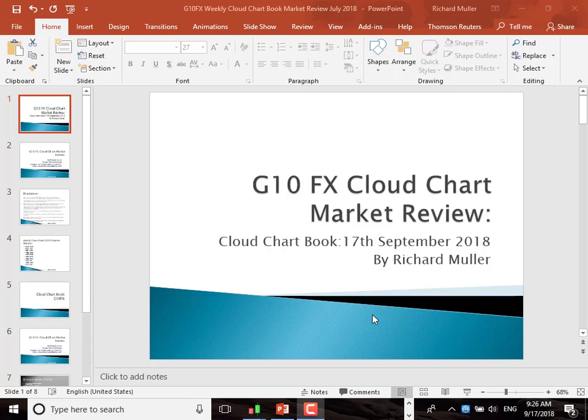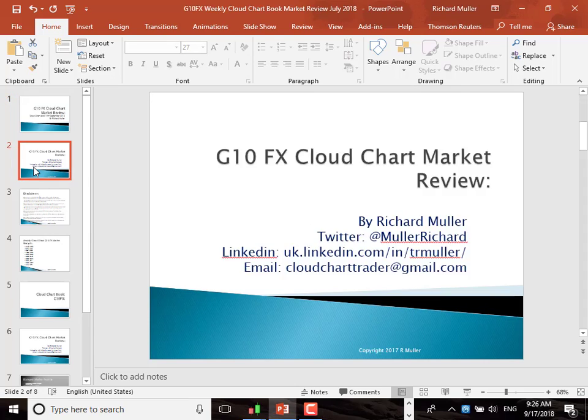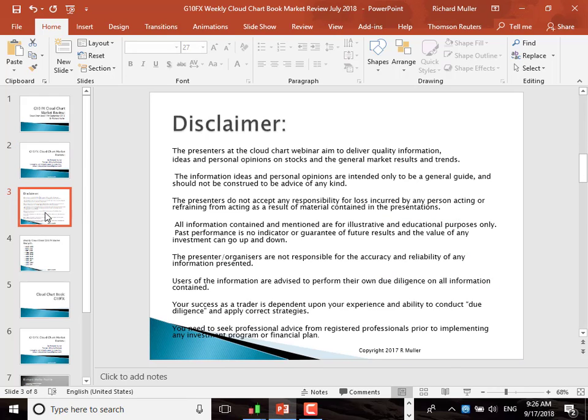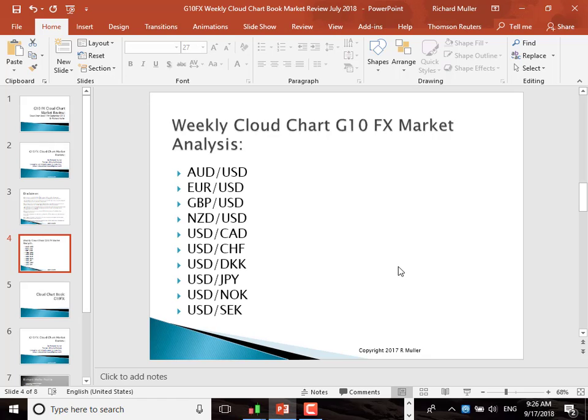Good morning, everybody. It's Monday, the 17th of September, and this morning I'd like to do the G10 FX Cloud Chart market review using Ichimoku Cloud Chart analysis of the major G10 currency pairs. These are the currency pairs we'll be covering.